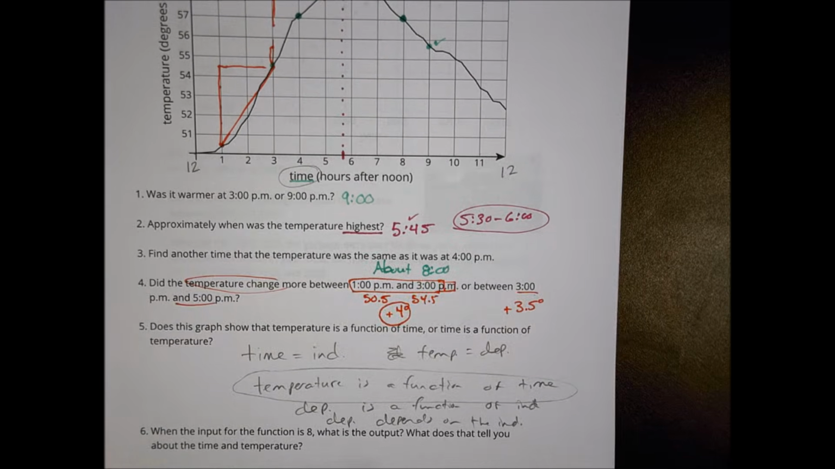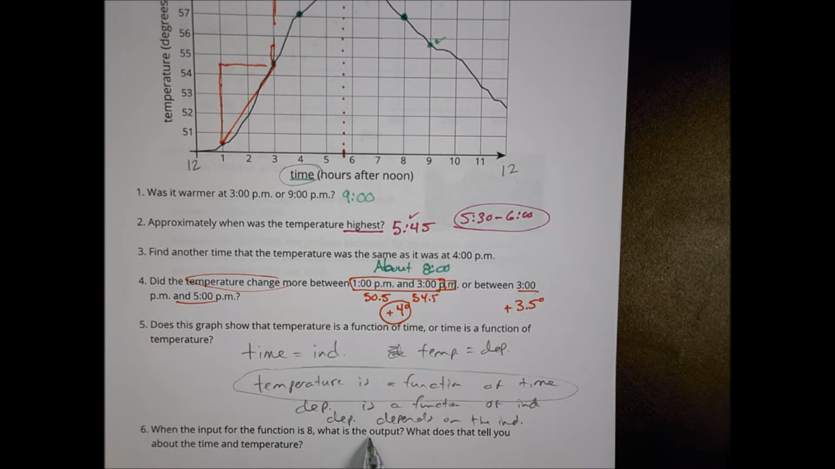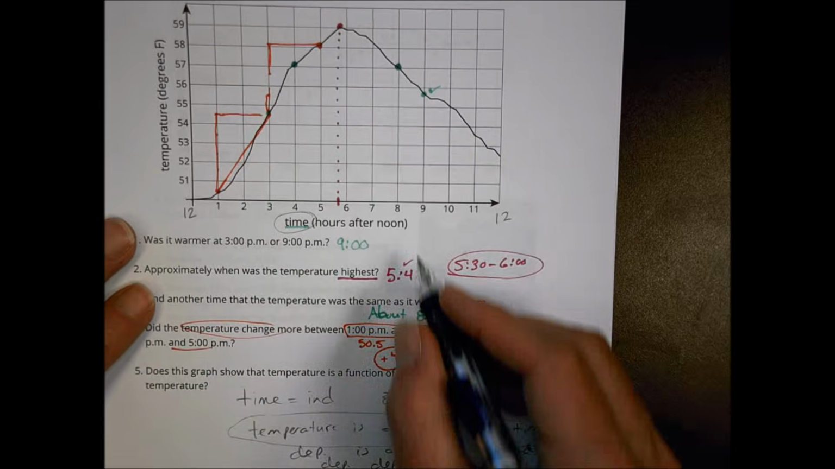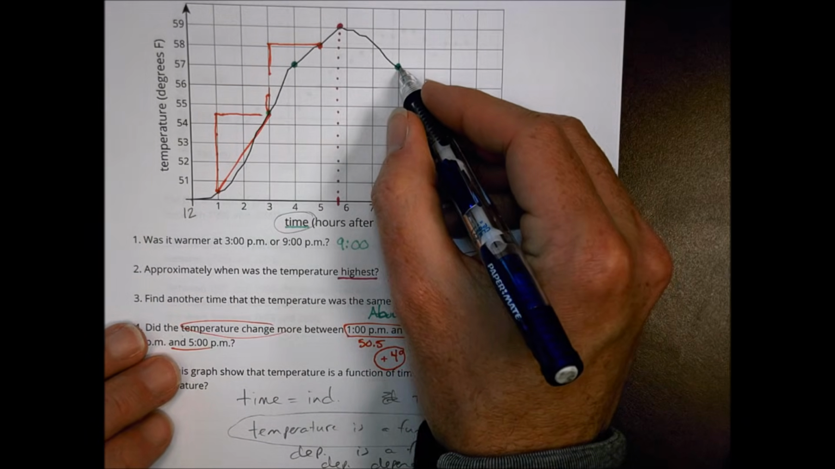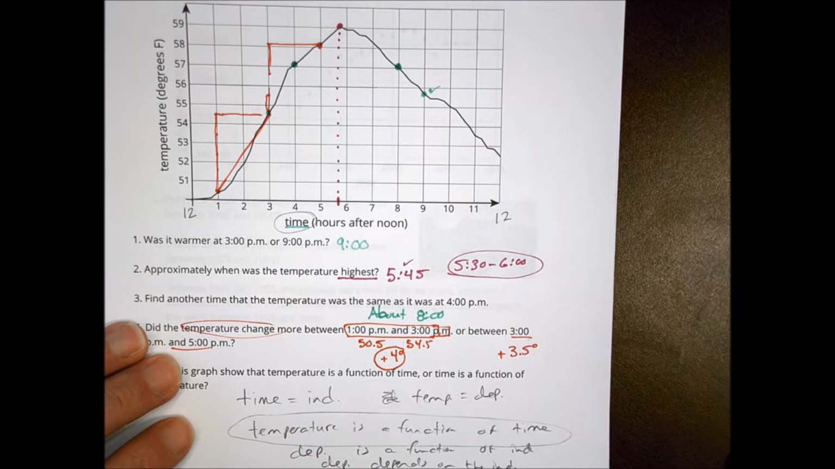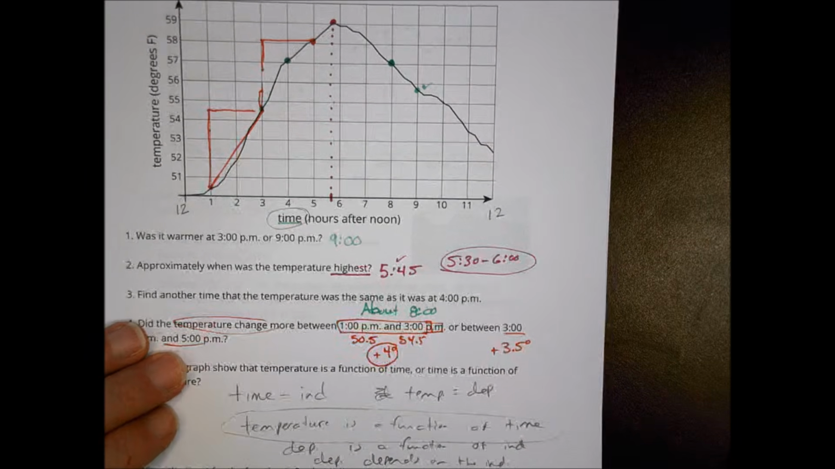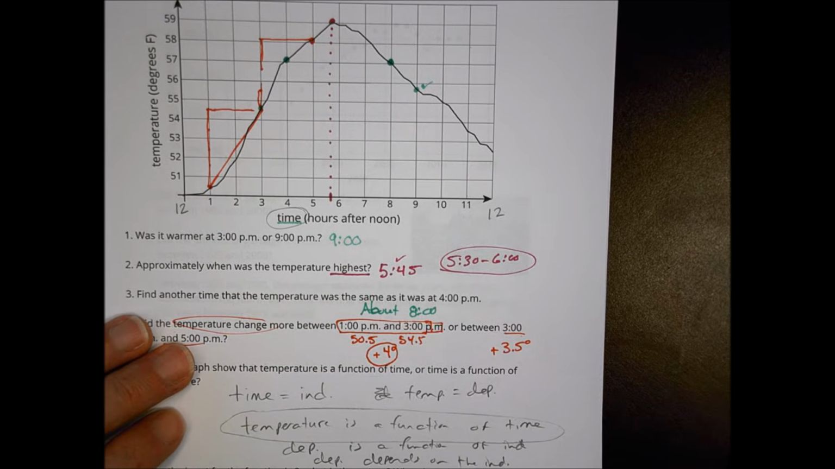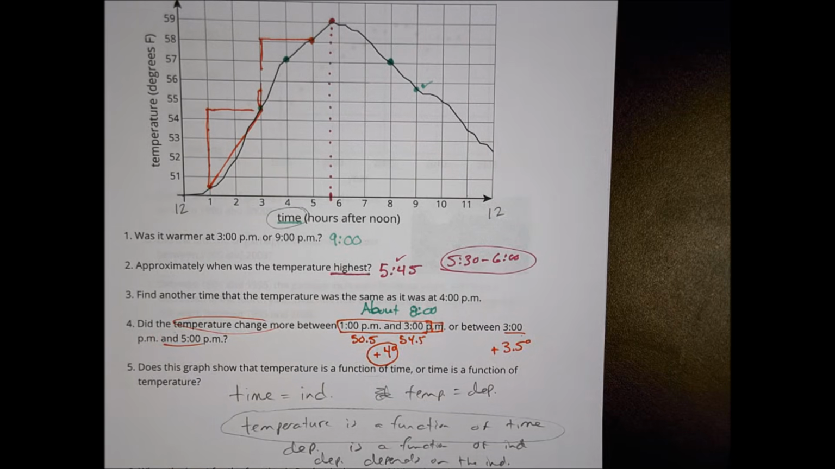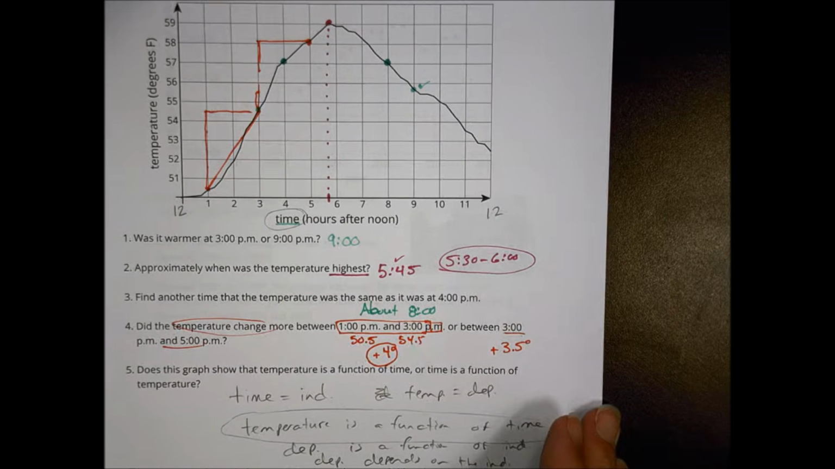All right. Number 6 says, when the input for the function is 8, what is the output? What does it tell you about time and temperature? So when you put in 8, you ended up over here at 57 degrees. Okay, so 57 degrees. And all that tells us about time and temperature is this, that at 8 o'clock, the temperature was 57 degrees. That's all we can really say that it's telling us in this graph here. Okay, let's look at the next page.